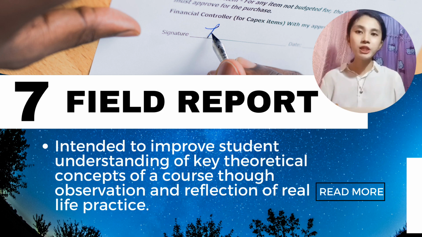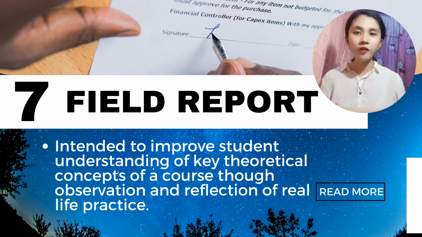Example, a biology student observes plants in a local park. The field report would detail types of plants observed, their characteristics, their interaction with the environment, and how these observations relate to concepts like photosynthesis or plant adaptation.